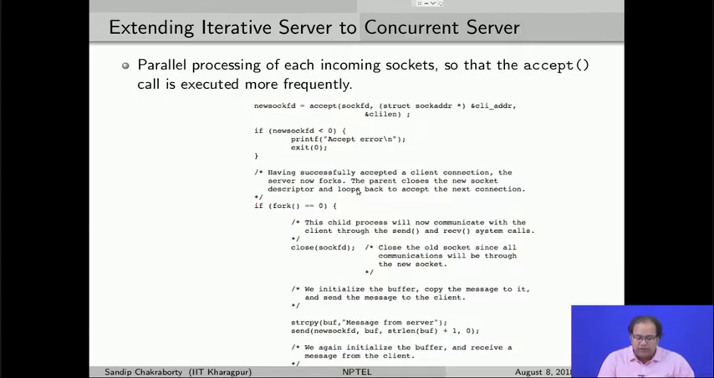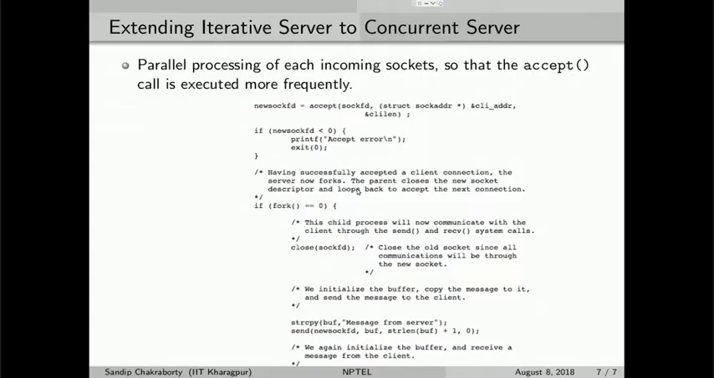So, you close the old socket, since all communication will be through the new socket, and then you initialize the buffer, copy the message to it, and send or receive, whatever you want to do. Now, whatever is inside this fork block, inside this if block, will get executed in parallel.